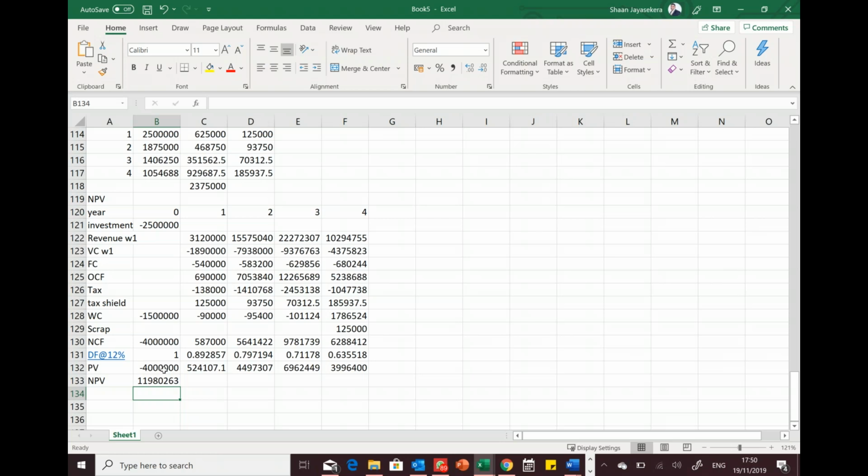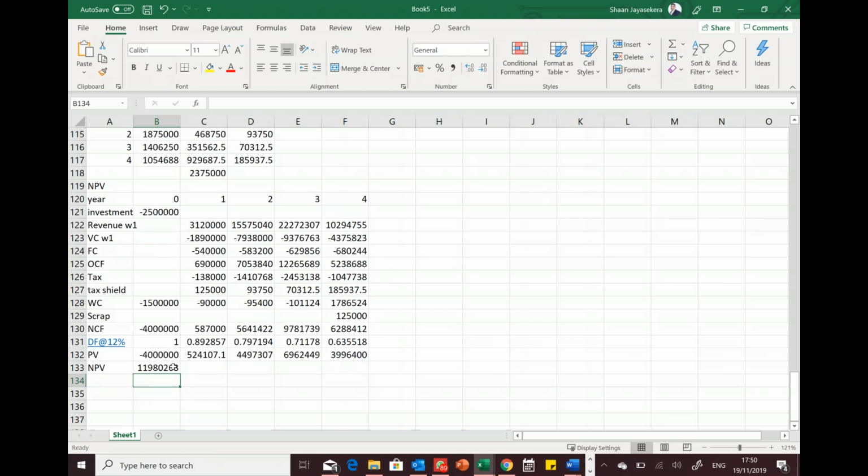Yep. So the NPV is financially acceptable because its NPV is positive, but obviously in real life, we look at certain non-financial aspects, some of these projections and so forth. Right, so that is that.